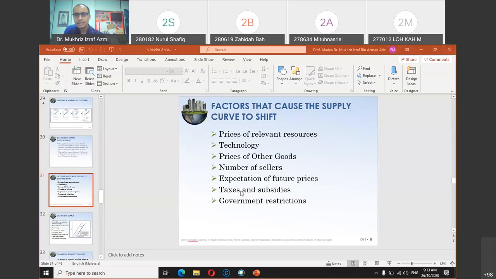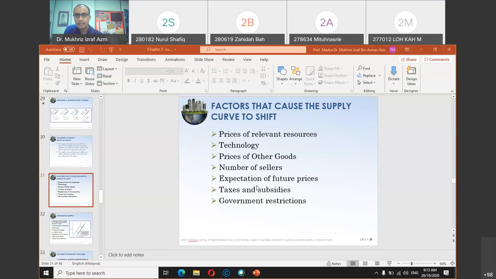So in some cases the tax can make the supply curve shift to the left, but subsidies, okay, like talking about the agricultural sector, a subsidy can lower the cost of production. For example, in Kedah, we have farmers for padi plantation, the rice crop. So subsidies can help the farmers to reduce the cost, so that will allow them to produce more. So subsidies can cause the supply to shift to the right.